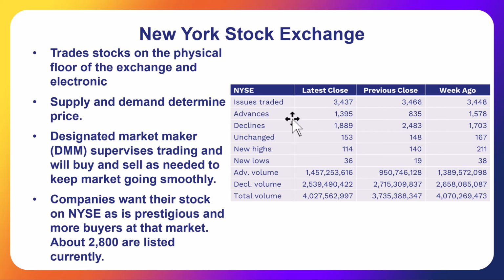If you notice here at the very last close, it showed in this day that 3,437 issues traded hands. 1,395 went up, 1,889 went down. There were 114 that had reached new highs, and there were 36 that were at new lows. So we can see that this is the kind of activity that goes on inside the New York Stock Exchange.